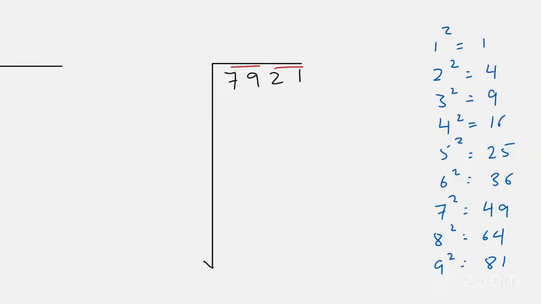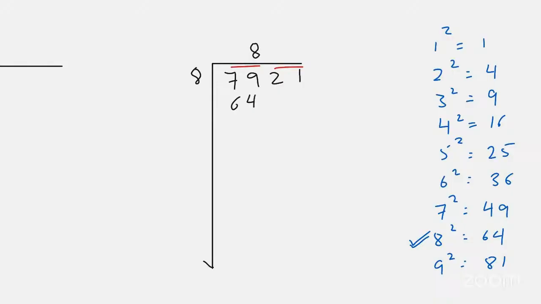Means I will look in this table in blue and I will pick 64. Okay, because 81 is too big. 9 square is too big. So 8 square I will take. 64. Okay, so I will write 8 here, 8 and 8 on top. Okay, and then I will write 64.